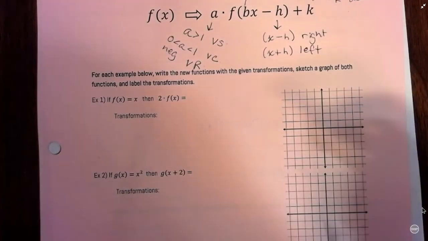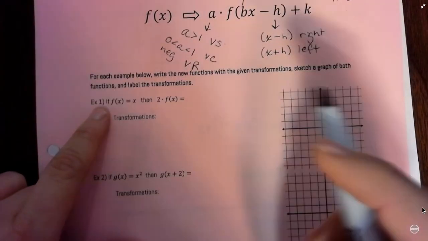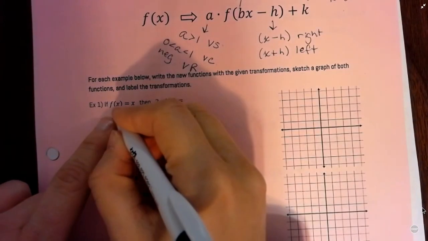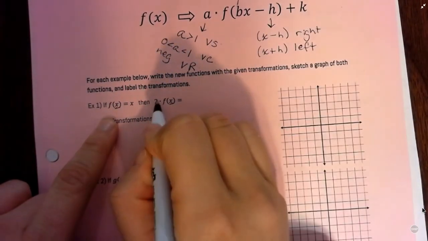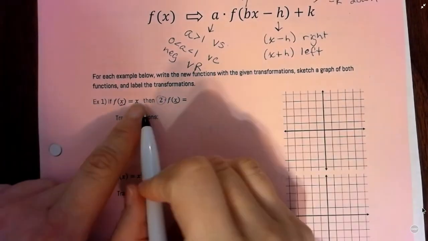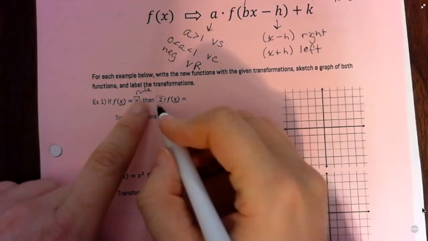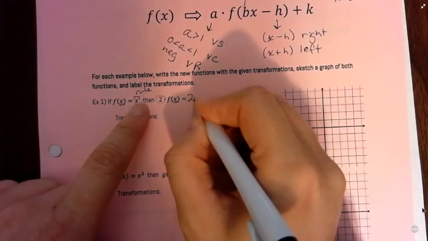Number 1. If f of x equals x, then 2 times f of x equals. So we're not replacing x with anything, but we are just multiplying the entire function by 2. So my entire function, my rule is x. It's my function rule. So I'm just taking 2 times that, so I have 2x.